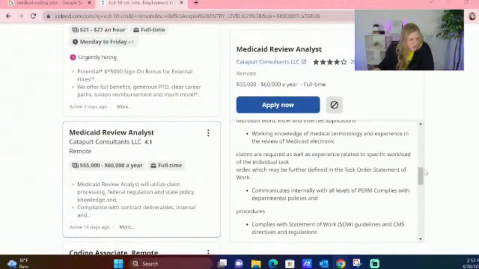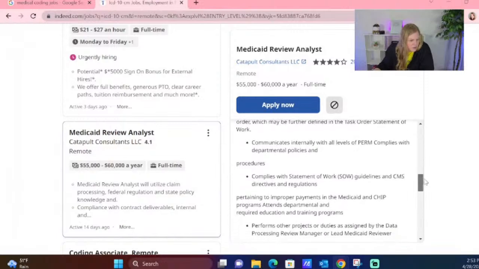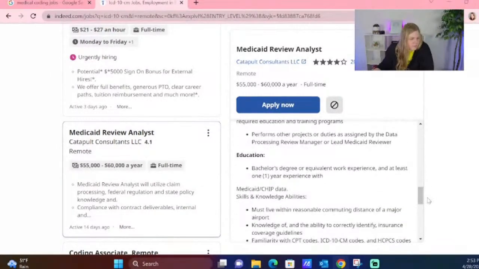Working knowledge of medical terminology and experience in the review of Medicaid electronic claims are required. Okay. Task order statement, communication internally with perm, complies with statement of work guidelines. Cool, cool, cool. Perform other projects. Okay. Are you kidding me? See, this is what kills me.